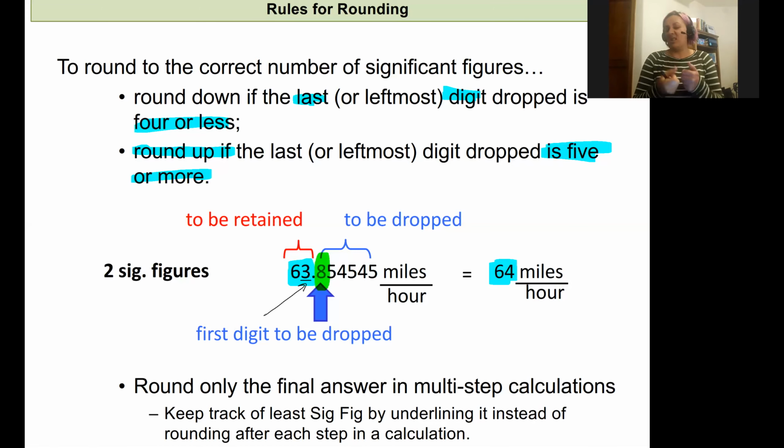And oftentimes we're just plugging this into our calculator as we go. And so keeping track at each step usually means slowing our process down, which is really frustrating to do when we're learning this. And you'll get faster and faster at it. But in the beginning, it's best to slow down and go stepwise and make sure you're using the correct rules for significant figures at each of those steps and underlining it to keep track of it.